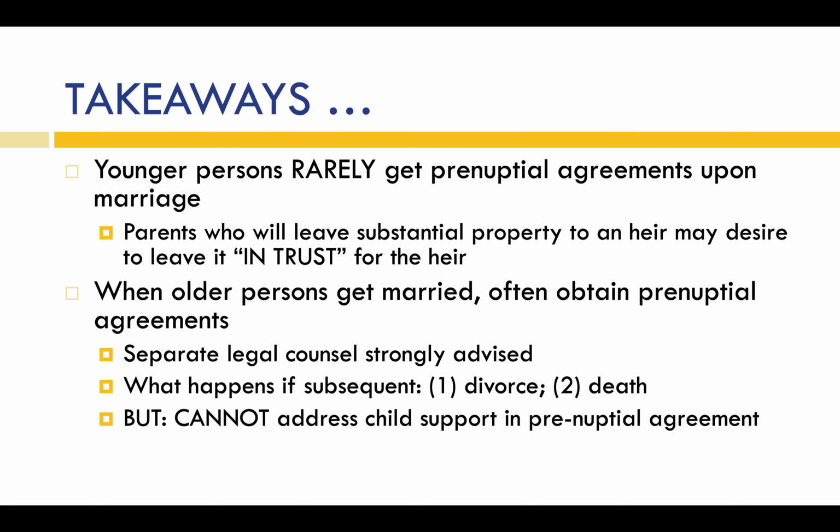So here are some takeaways, just some practical things. Younger persons rarely get prenuptial agreements upon marriage. If you have parents who are going to leave substantial property, leave it in an irrevocable trust with a spendthrift clause. That basically prevents it from being taken in the event of divorce, because it does not become that person's property. They are only the beneficiary of a trust. When older persons get married and they have property from other marriages, they usually obtain prenuptial agreements. They need to have separate legal counsel, always, strongly advised. And that agreement is going to address what happens if they get divorced or die.